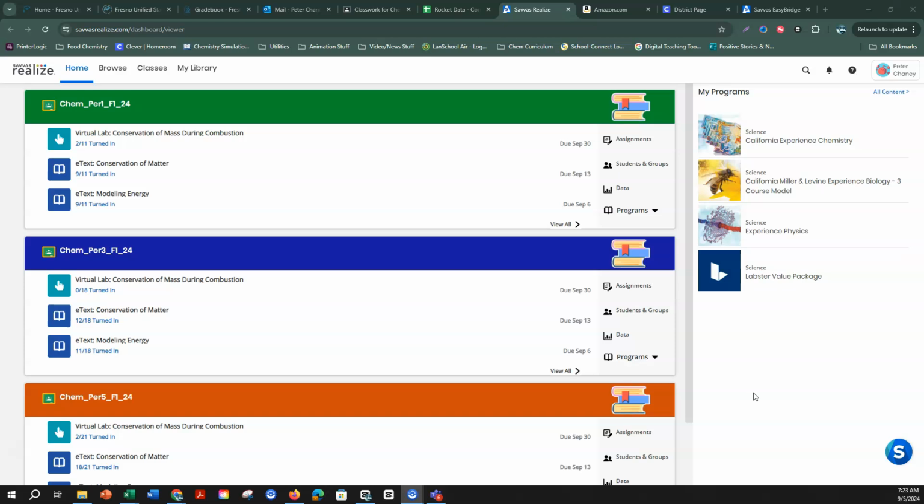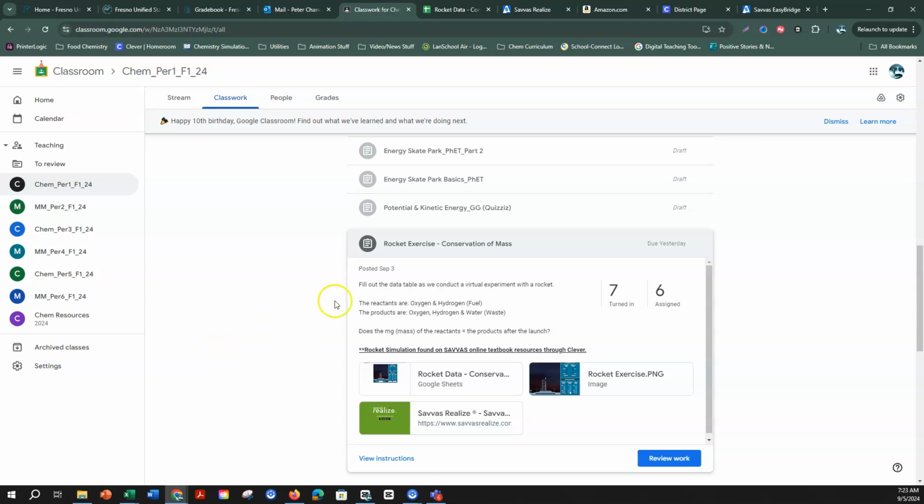This one has to do with our virtual lab. It's conservation of mass during combustion, so we call it the rocket lab because we are testing out a virtual rocket. So in order to find this in Google Classroom, this is the exercise here. It's called rocket exercise. Conservation of mass.